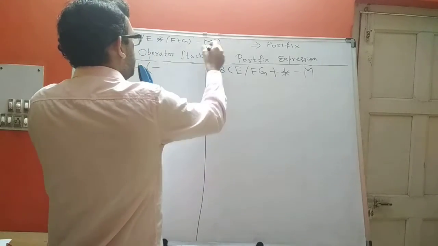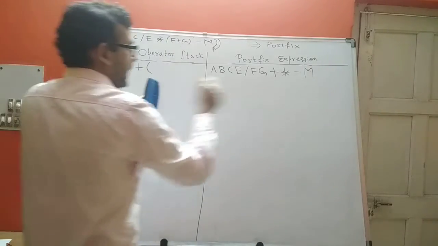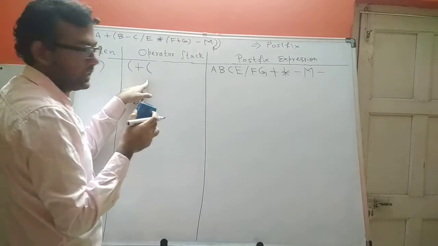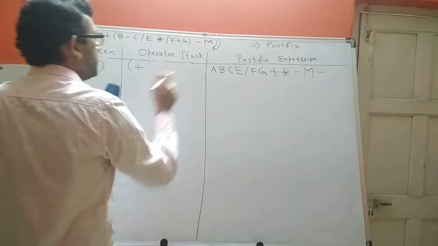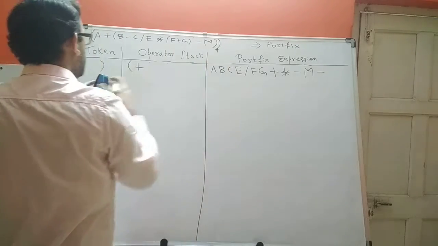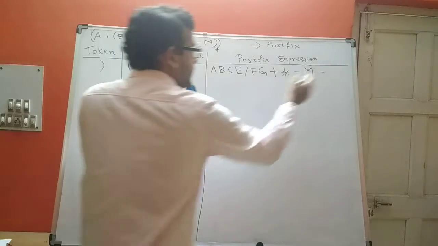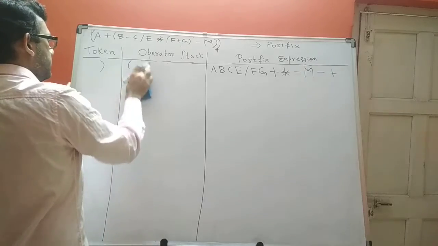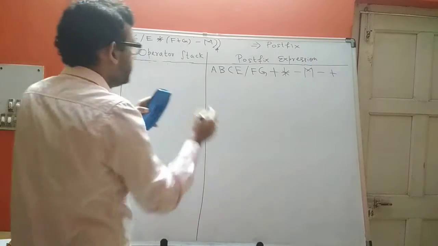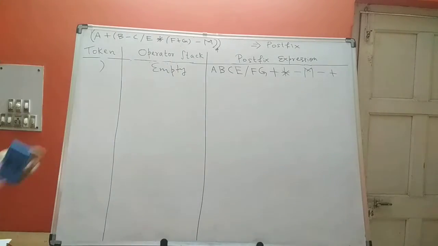Now after M, I have a closing parentheses. The moment I encounter a closing parentheses, I'll pop from my stack till I encounter an opening parentheses. And the moment I encounter an opening parentheses, I'll pop it from the stack, but I'll not add it to the output. My last token also happens to be a closing parentheses. So again, I'll keep on popping from my stack and add to the output till I encounter an opening parentheses. And the moment I encounter it, I'll pop it from my stack, but I'll not add it to the output. Now your stack becomes empty, and this is your final postfix expression. I hope you have understood. I'll take up another example.